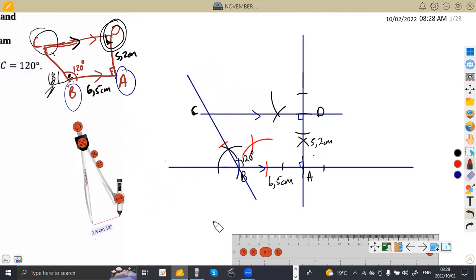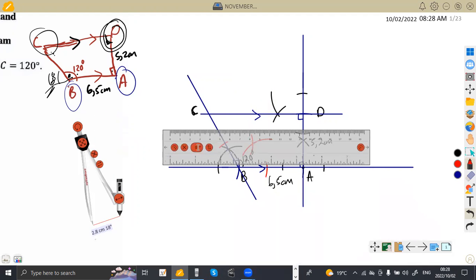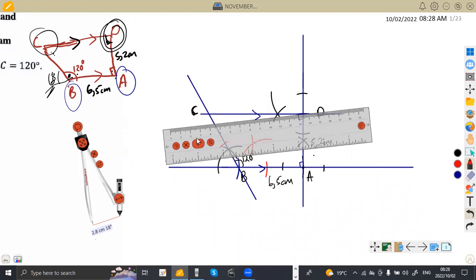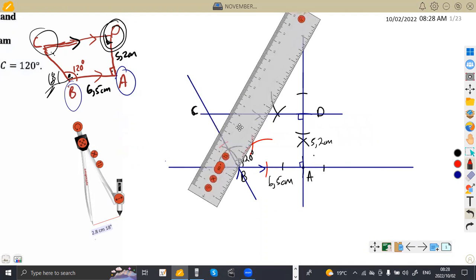Where these two arcs meet, you are supposed to join them. So you're going to join the two arcs here. By joining these two arcs, we have bisected this angle. That means we are having an angle of 60 degrees, 60.